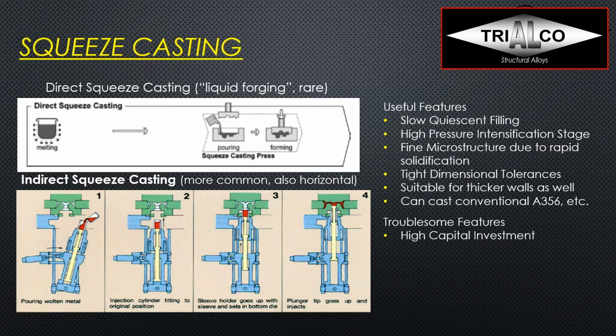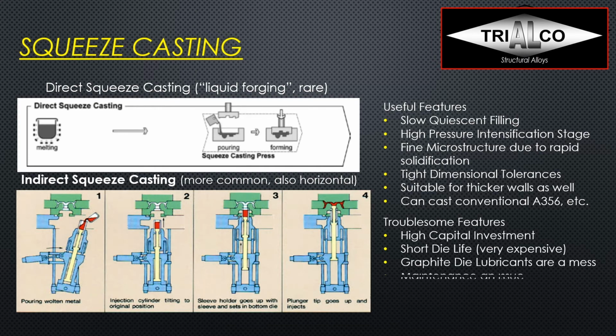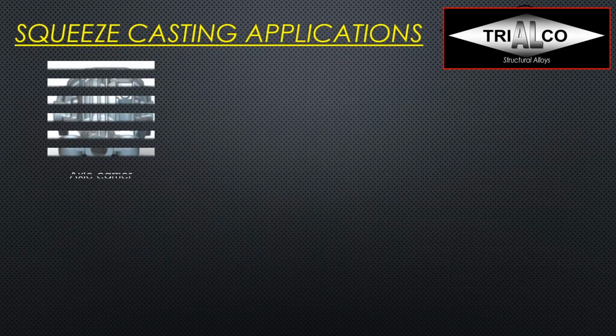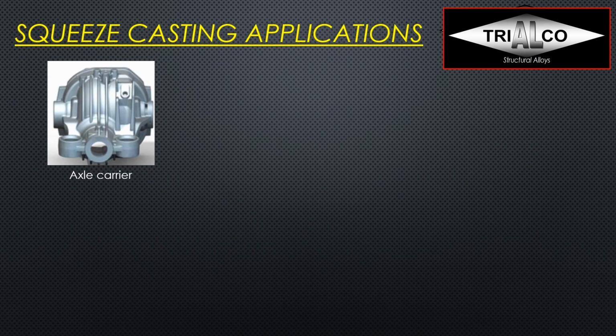But now they also have a very short die life, making die replacement costs a really big item in your cost calculation. Typically, you also see graphite die lubes, which can be pretty messy. You can also have quite a few maintenance issues and a high mechanical complexity of the process, and therefore pretty high operating costs.